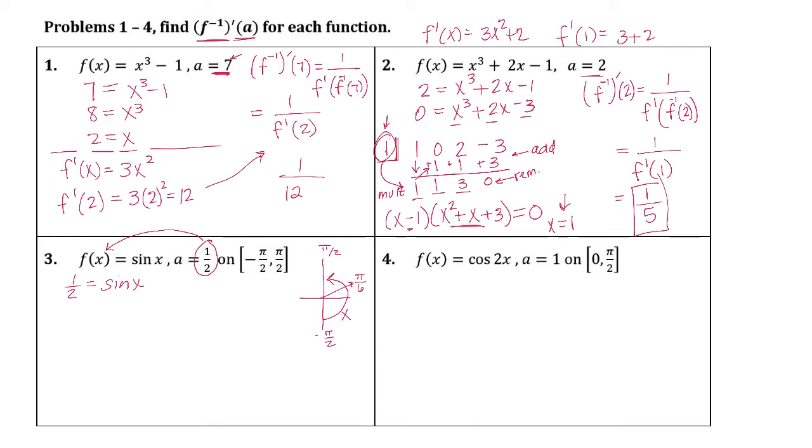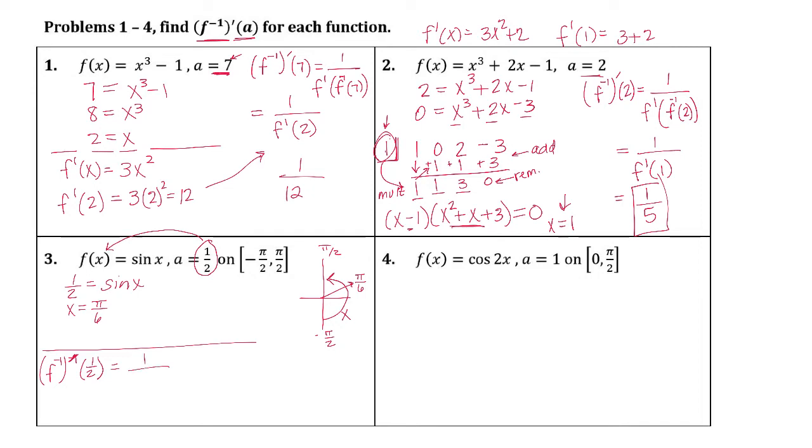And so that's going to tell me I'm looking at pi over 6. So I know here, whenever I solve this, then that x value is going to be pi over 6. So what that tells me is that my f inverse of pi over 6 is 1/2. So let's think about what we're plugging into again. That means that I'll need the derivative of the inverse at 1/2.